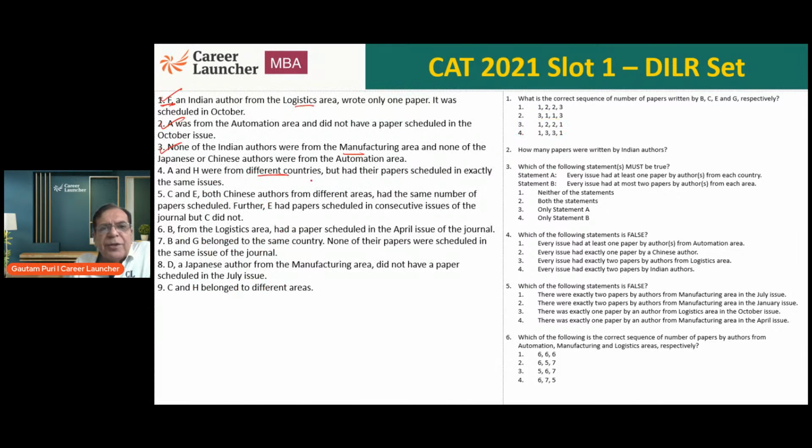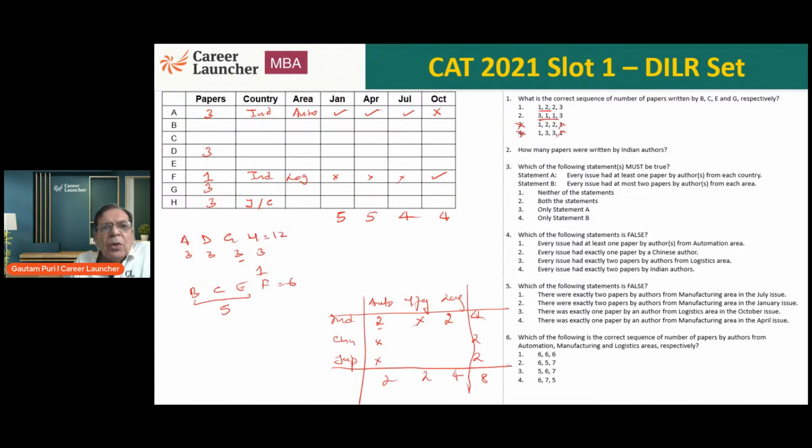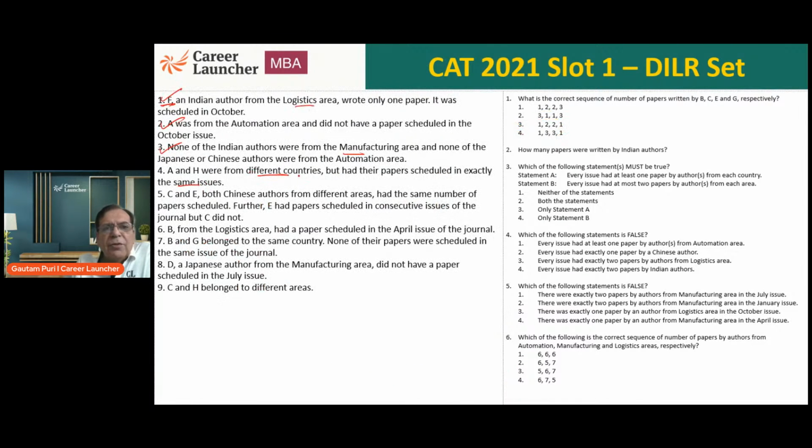But had their paper scheduled in exactly the same issues. A and H had papers in the same issues. A had 3 papers in January, April, so H also has 3 papers. So when will they be published? January, April, and July. A and H, different countries, paper scheduled in the same issues.